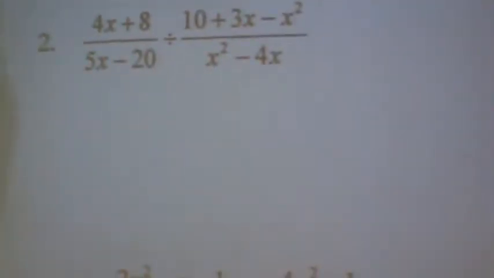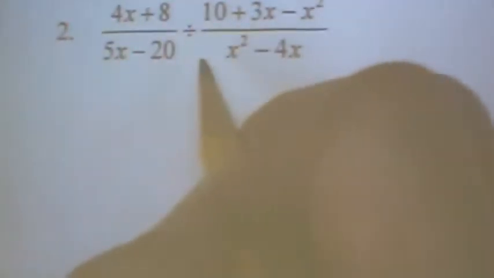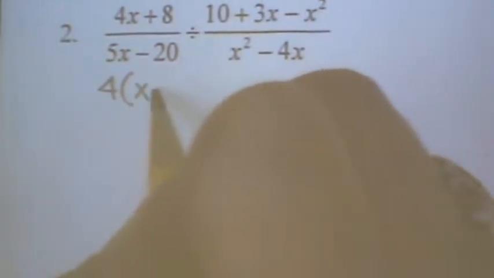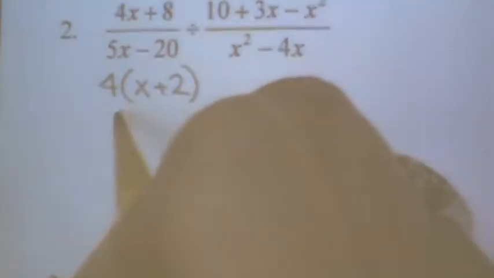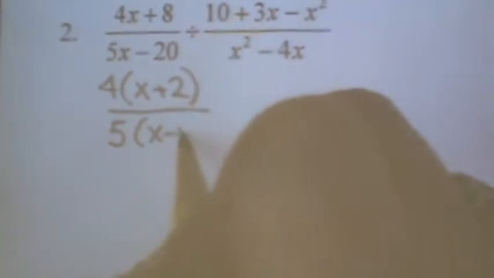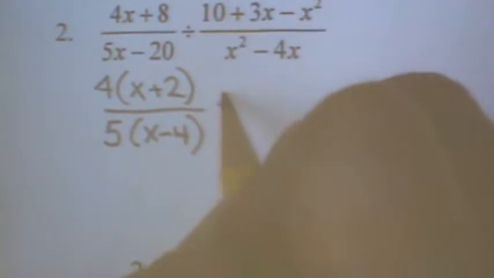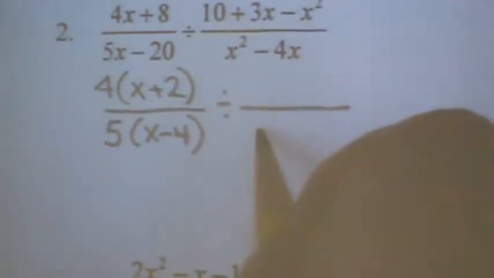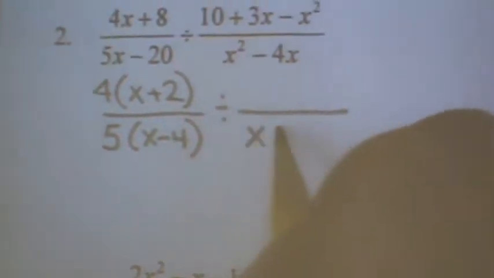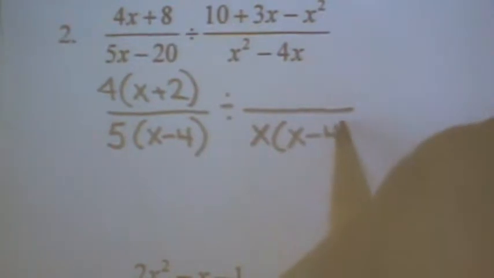Number 2, we have to factor this completely. How do you factor 4x plus 8? 4 times x plus 2. How do you factor 5x minus 20? 5 and then x minus 4. Good job. I'm going to save this one for last. How do you factor this bottom right here?